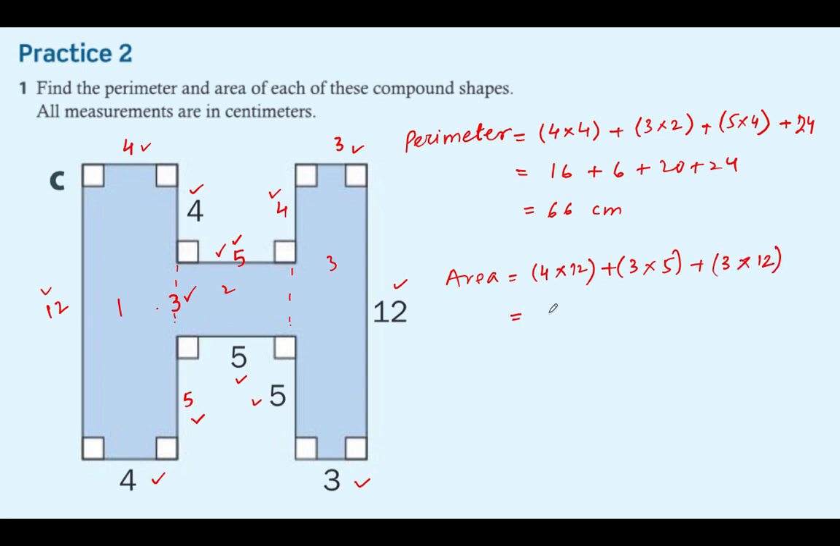So 4 times 12 is 48, 3 times 5 is 15, and 12 times 3 is 36. When you add these three numbers, you get 99 centimeter squared.